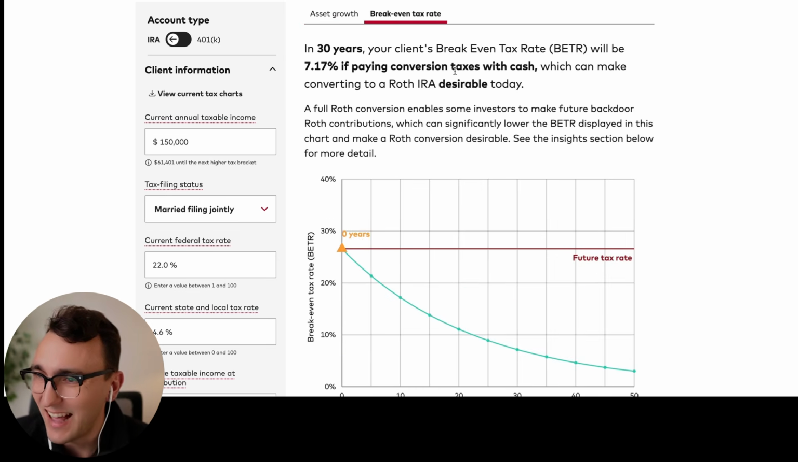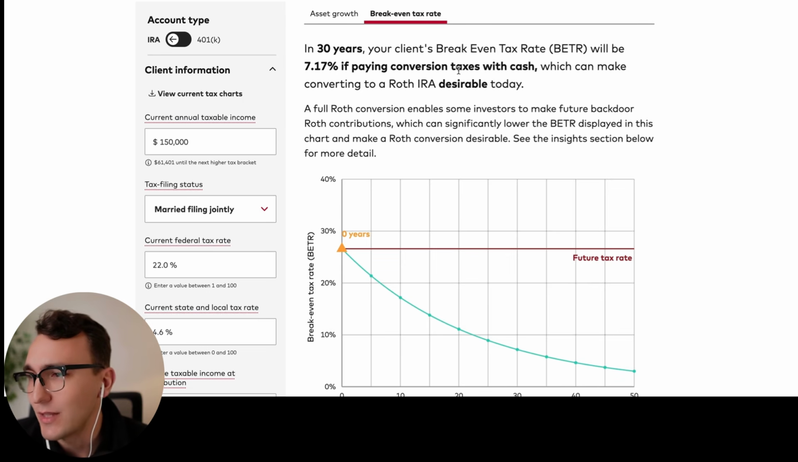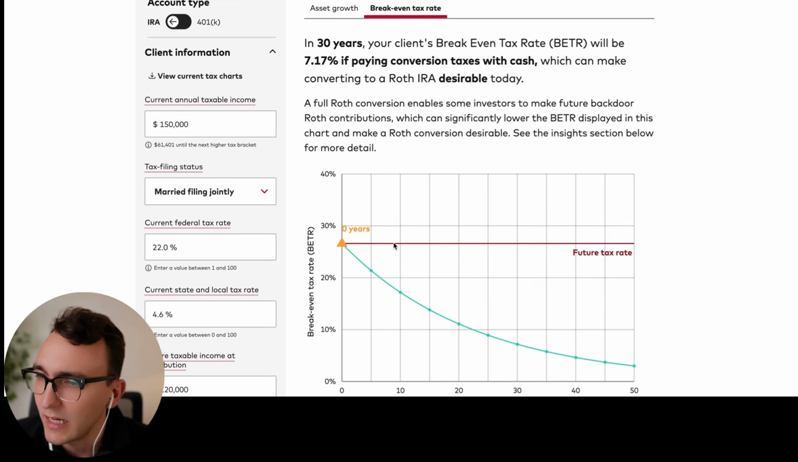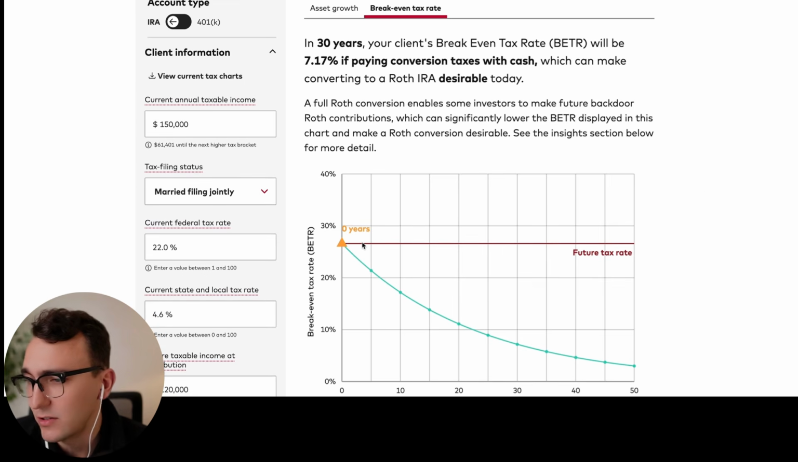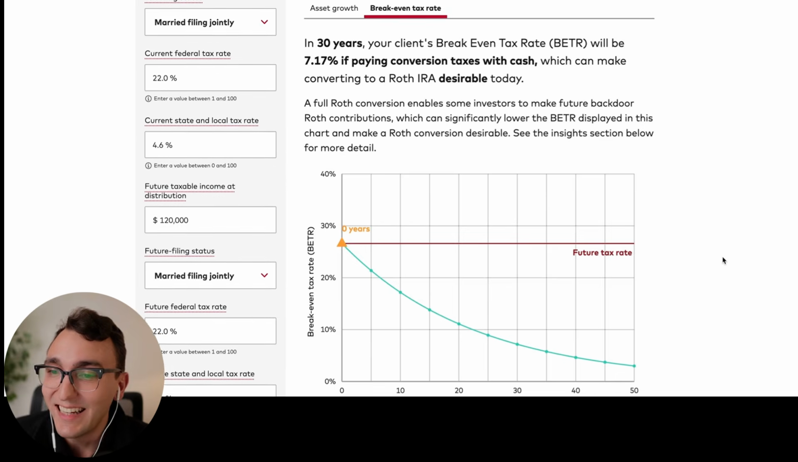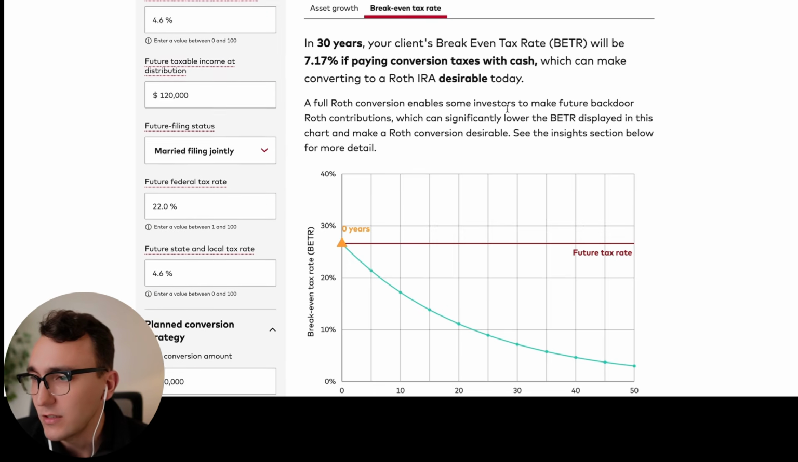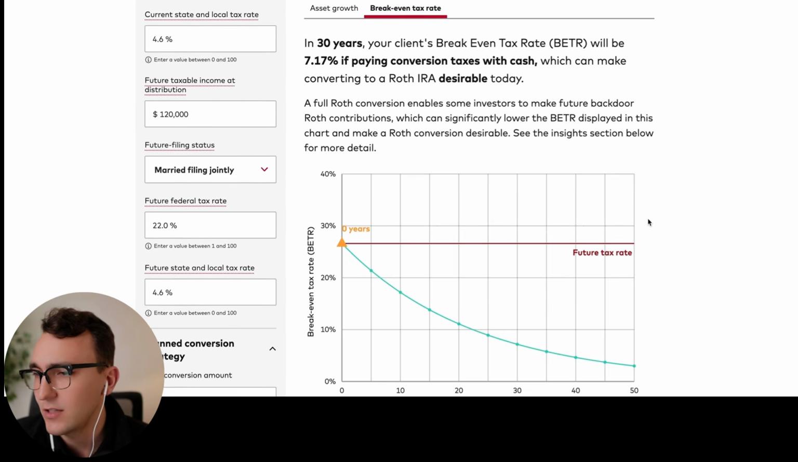On the break-even analysis side, in 30 years, my client's break-even tax rate, the BETR, right? That's a nice acronym, marketing department, would be 7% if paying conversions with cash, which would make converting to a Roth desirable today. Okay, so we're saying our tax rate is federal plus state, so it's just shy of 30%. Because, of course, you pay state income taxes on your conversions, and that's the chart.